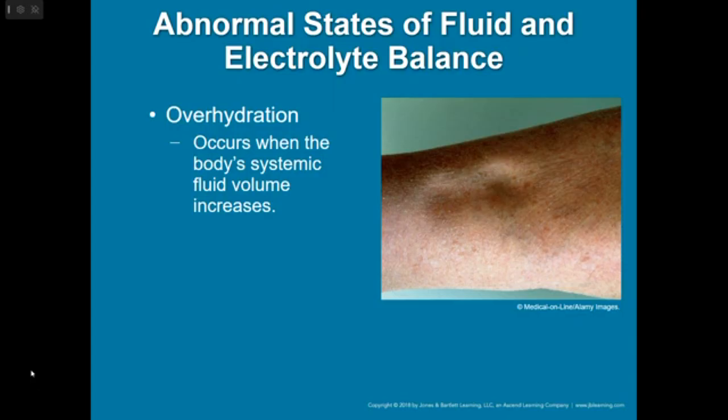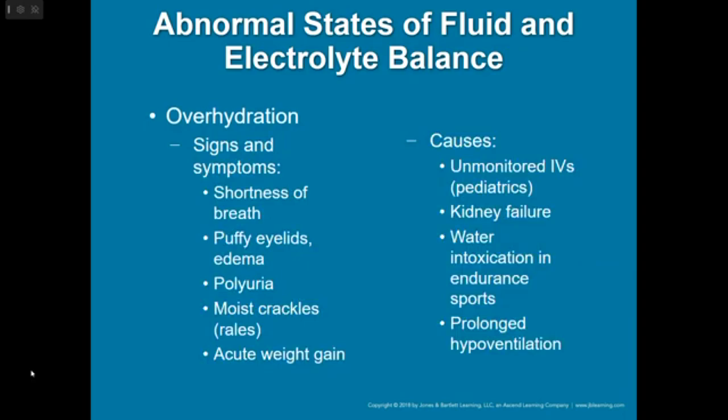But patients with other comorbidities, like kidney failure, CHF, old age, where everything doesn't work, are a bit more likely to be overhydrated. It occurs when the body's systemic fluid volume increases. They just have too much. And if you're really young, like younger than 1 month, your kidneys aren't developed quite as well, and so there's a risk of overhydration. You'll get into more of that in the pediatric chapter.